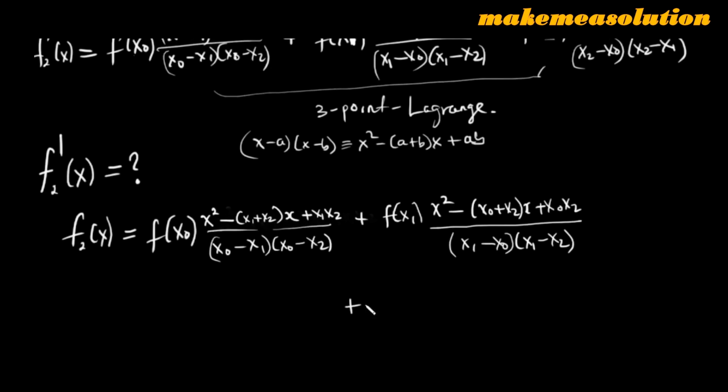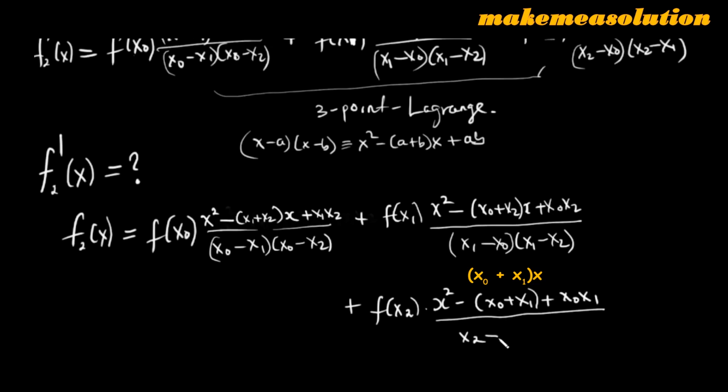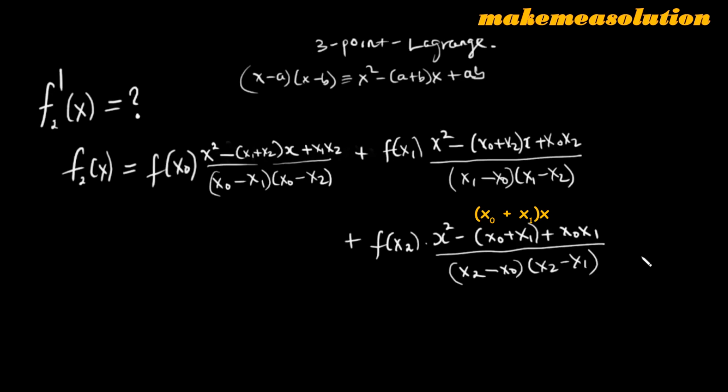Then finally, we'll now have plus f of x2. I can form it with my mind, so it will be x squared minus the sum of all points apart from x2, which is x0 plus x1, and the product of all points apart from x2 is x0 times x1. All over we have x2 minus x0, x2 minus x1. So this is your 3-point Lagrange polynomial, another form of expressing it, and you can see that it confirmed what we said earlier, that the 3-point or second order Lagrange polynomial gives us a parabola.